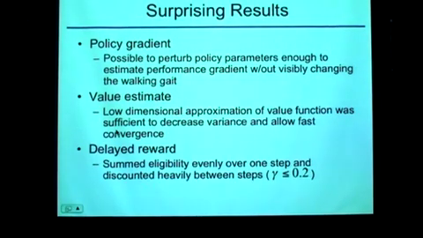That worked. It was a very nice sort of match between the amount of noise you had to add and the speed of learning. The value estimate was a low dimensional approximation of the value function. Very low, like ridiculously low, one dimension, right? But it was sufficient to decrease the variance and allow fast convergence. I never got it to work before I put a value function in.